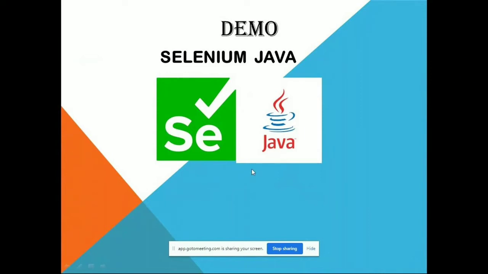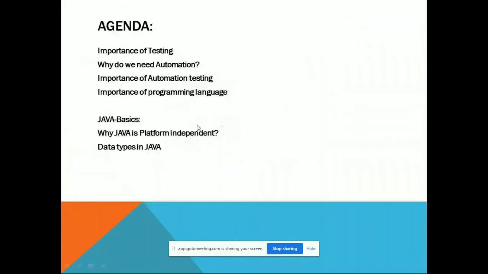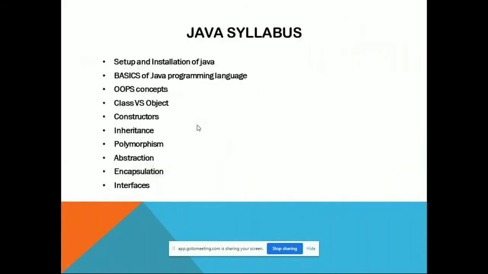Okay, so this is basically Selenium Java. What we are discussing here is that first we will learn Java. The Java programming language is what we are using to develop our Selenium framework or Selenium test scripts. So here is the course content. If you see here, this is the course content. This is the Java syllabus.